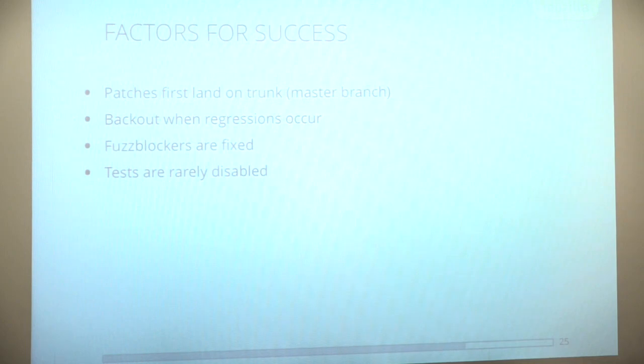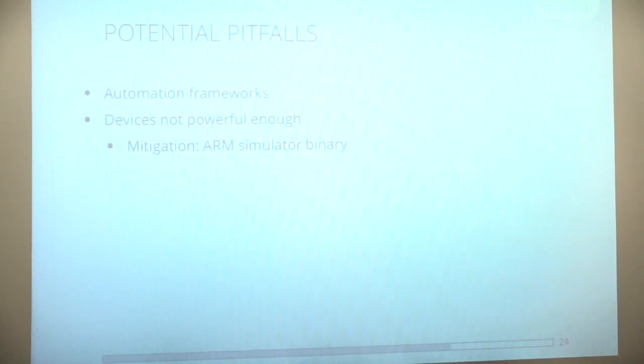Right, so some of the factors of success: patches must land on the trunk. When regressions occur, you have to back out. You have to be really strict. And then, of course, ensure that the bugs are fixed and the tests are not often disabled. Okay.